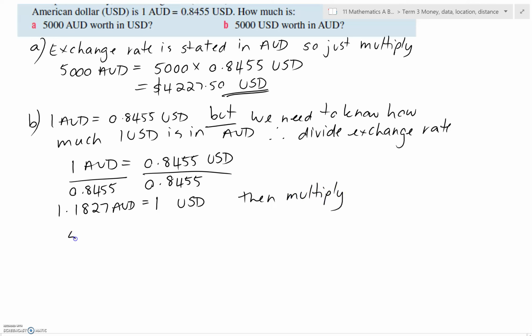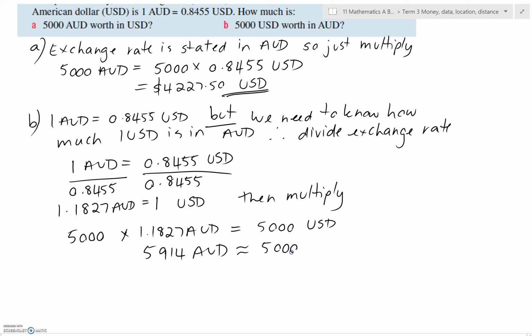Converting it this way is probably the easiest way to do it. So 5,000 US dollars times the exchange rate, 1.1827 Australian dollars, equals 5,914 Australian dollars. It's rounded, it's approximate, it's never going to be exact, and that is 5,000 US dollars. So that is one way we can do it.